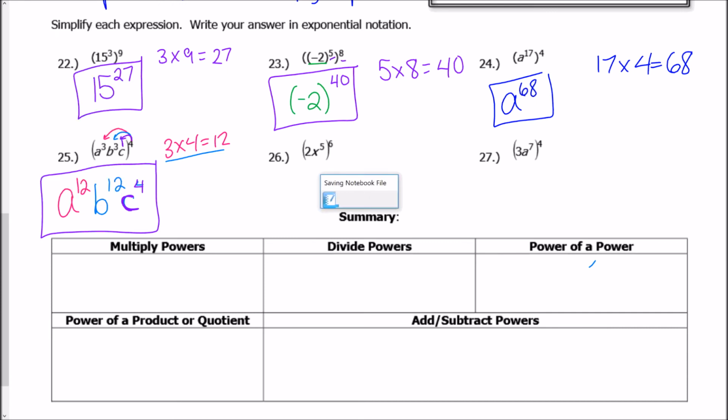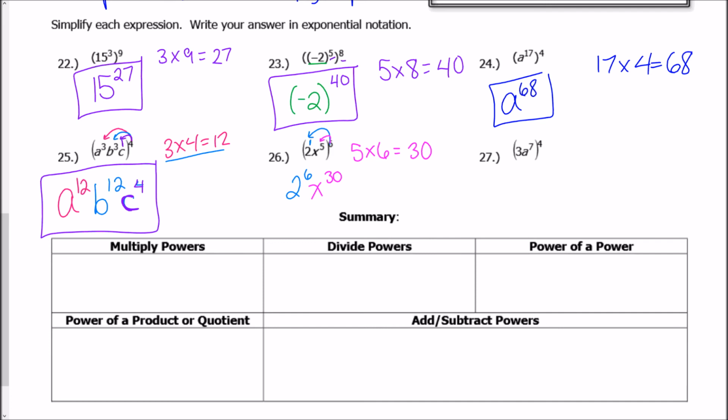Okay? All right, number 26 and 27 are trickier, so we need to be really careful about these two. So for number 26, same thing, I've got 2 to the power of 1. So this becomes 2 to the power of 1 times 6, which is 6. And then here I've got x to the power of 5 to the power of 6. So 5 times 6 is 30, so I get x to the power of 30.